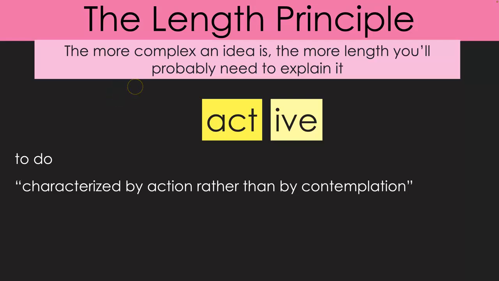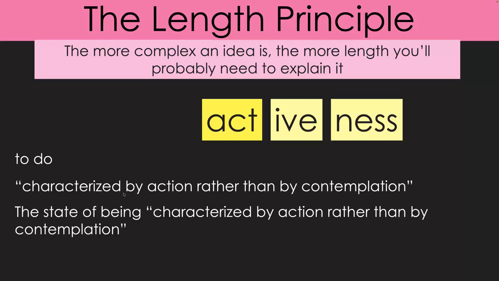But again, we're shifting here to an adjective, and it's making this more complicated. It's not just to do it, but it's being characterized by the action. It's being characterized by someone who does stuff. If we add another suffix to it, ness, activeness, that becomes the state of being characterized by action rather than the state of contemplation. It adds more complexity to it. As we're making this word longer, our understanding of what it is becomes more complicated.